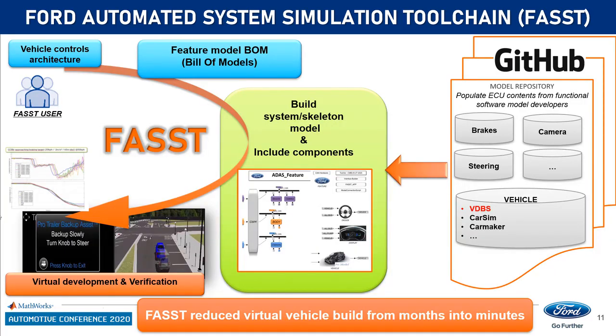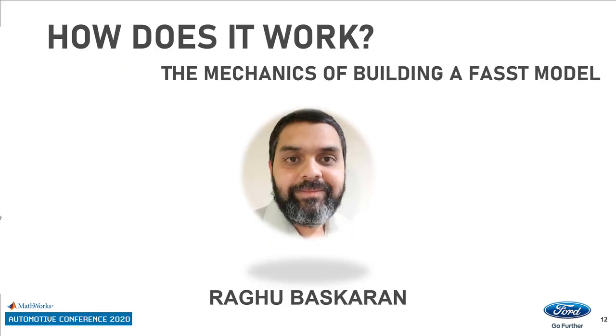So the last equations are placed into this picture. We start with the vehicle control architecture. Then we have a feature bill of models. We build the skeleton. We include the components from GitHub. And then you can do virtual development and verification. That being said, now Raghu will give us an insight about how it works technically, the mechanics of building a FAST model. Raghu?